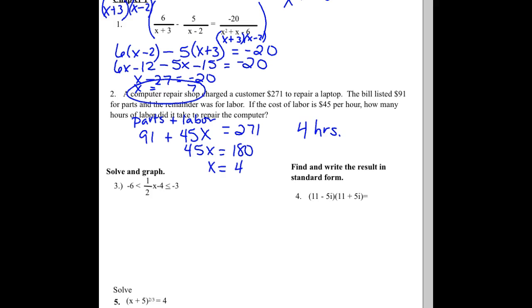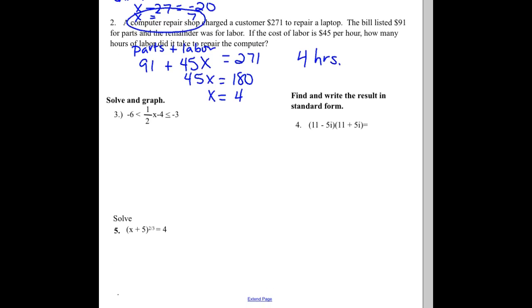Question 3 says to solve and graph. We have an inequality, a compound inequality here. We want to isolate the x. So the first thing I would do to get rid of this negative 4 is I would add 4 to everything, to all sides. So I'm adding 4 to the negative 6 side, I'm adding 4 in the middle, and I'm adding 4 on the end. Combining like terms, we end up with negative 2 is less than 1/2 x, which is less than or equal to 1.